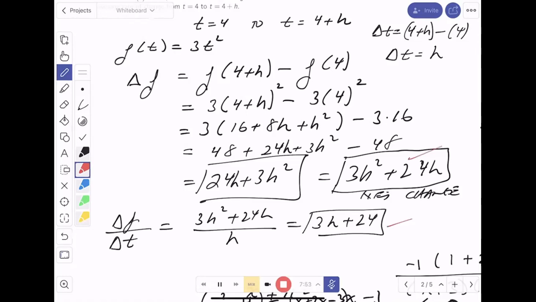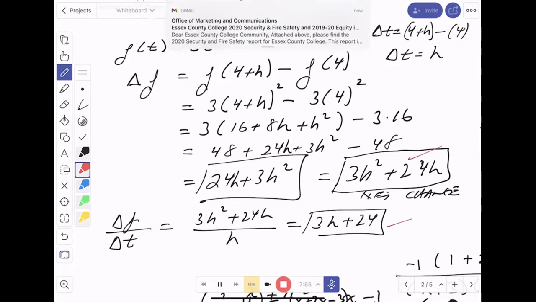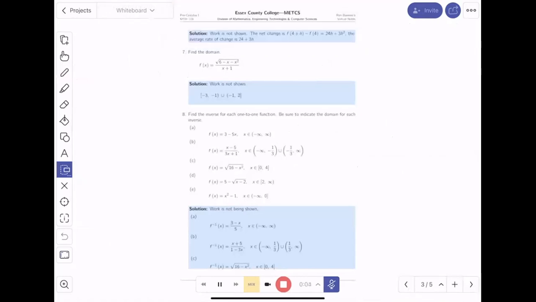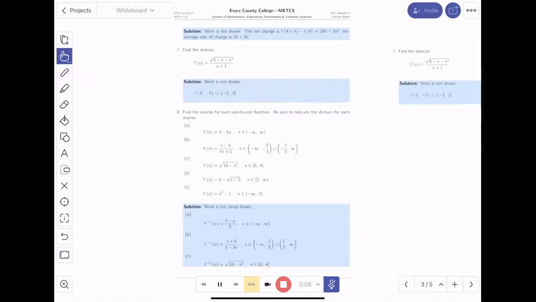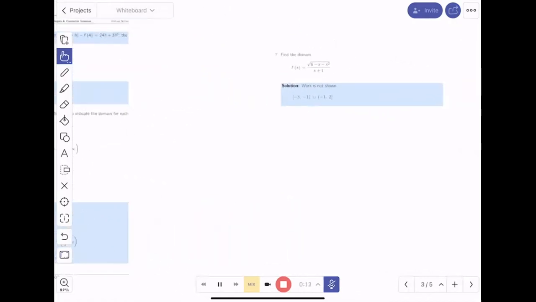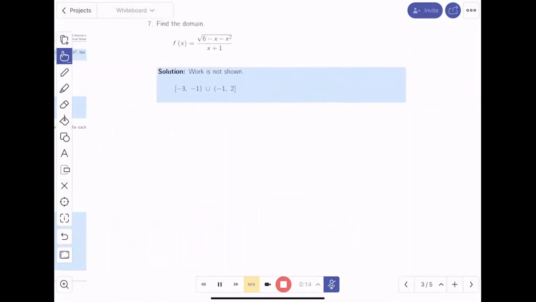All right. Let's go to number 7 now, the next page. And we'll take a look at number 7 now. And these questions, a lot of them, there really should be deja vu all over again. Find the domain of this problem over here. It doesn't look too bad.